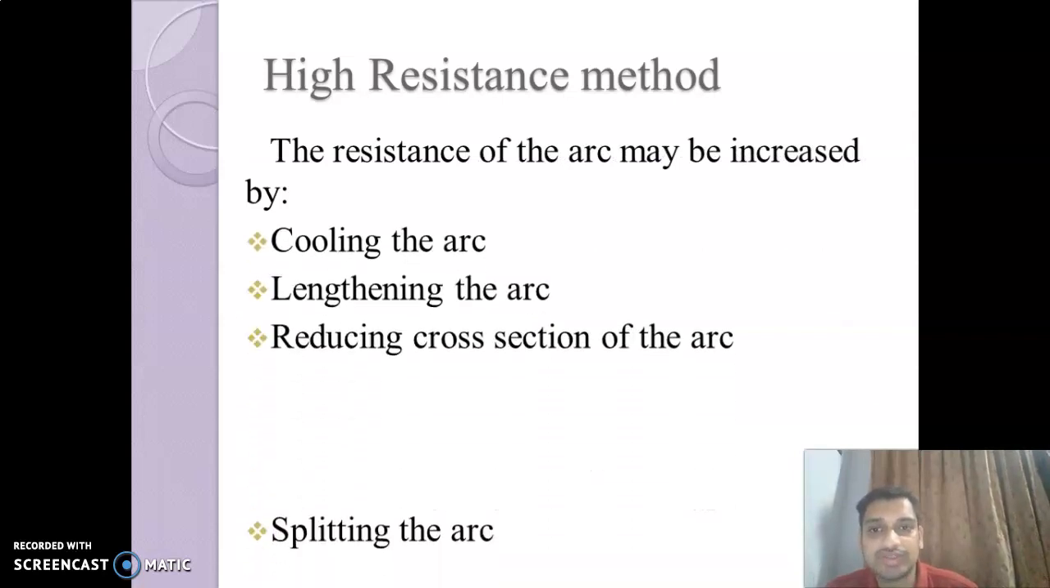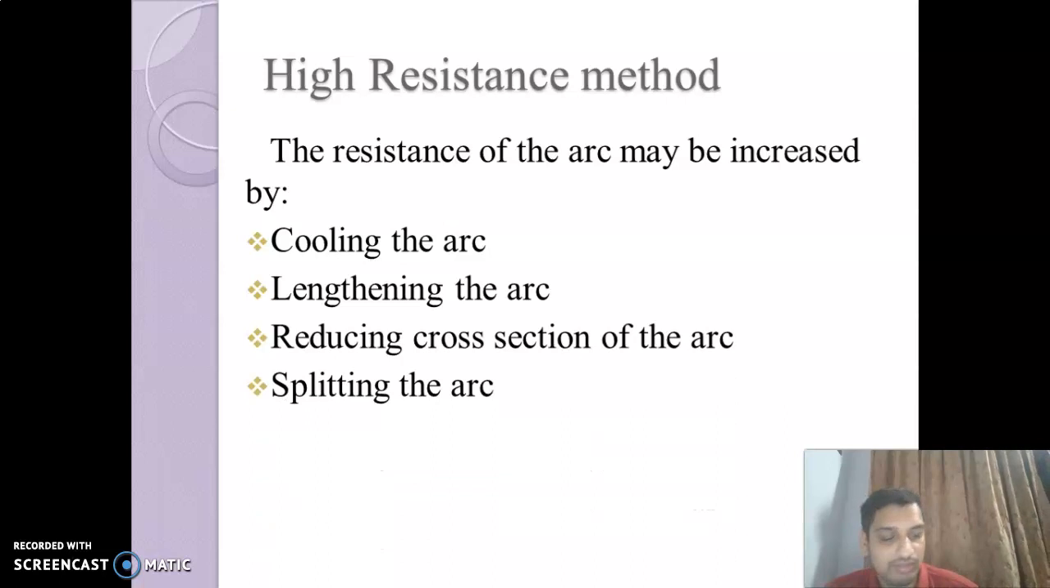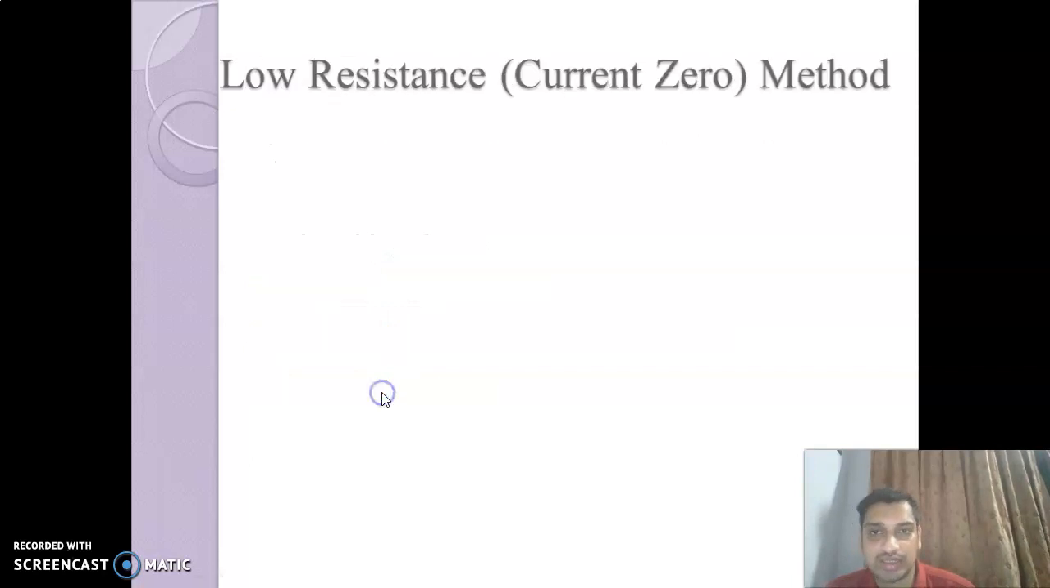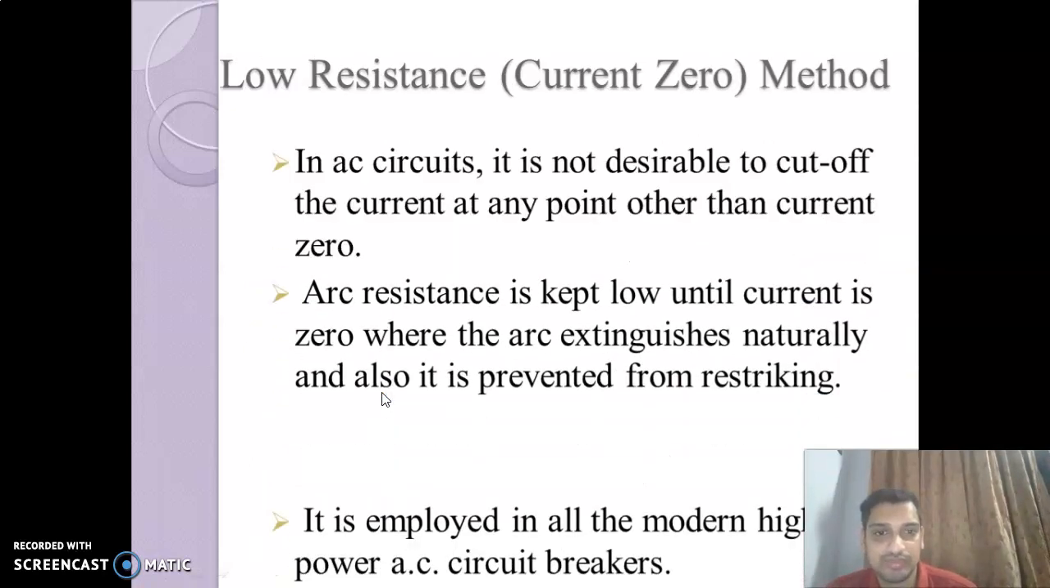So we can increase the resistance by the following methods: cooling the arc, increasing the length of the arc, reducing the cross section of the arc, and splitting the arc. These increase the arc resistance. The next one is the low resistance method.